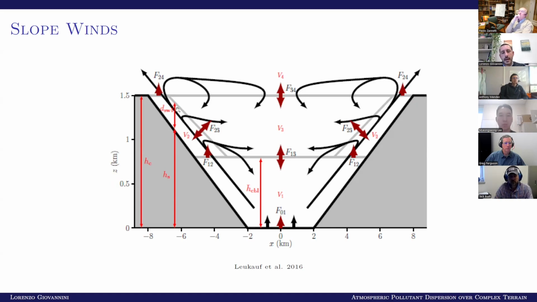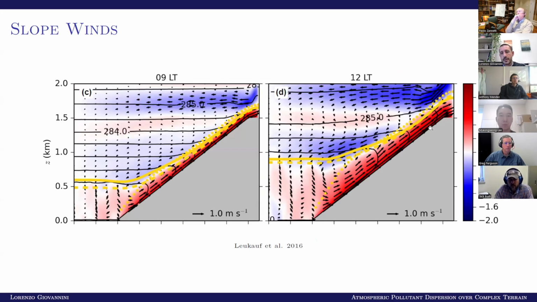You can see also here in these other results of simulations of an idealized valley that close to the surface, we expect the development of this upslope circulation, which of course can transport pollutants from the valley floor to the upper parts of the valley sidewalls.